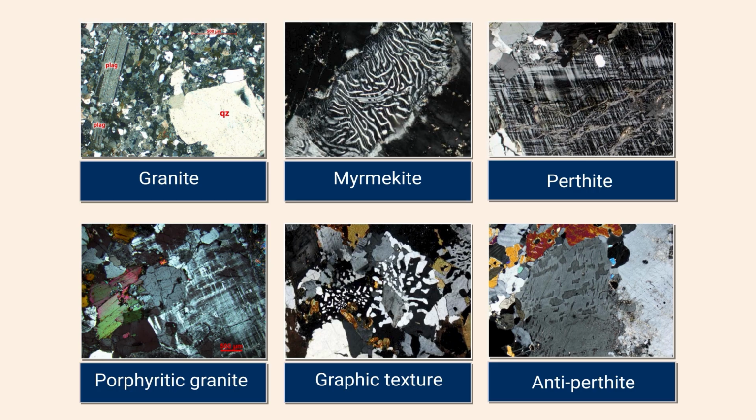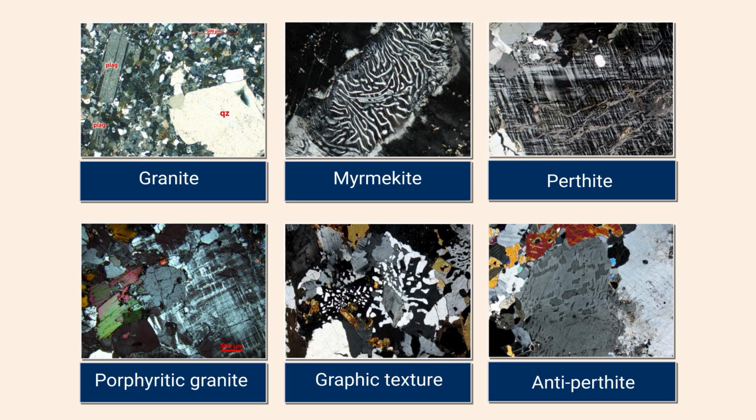Graphic texture on the other hand is also a type of intergrowth texture where quartz grows like blobs, usually in an orthoclase feldspar. So, here are two exsolution textures. We have the perthite, which is the exsolution of albite from an orthoclase host. Antiperthite is the opposite of perthite, where you have alkali feldspar exsolving out of a plagioclase host.